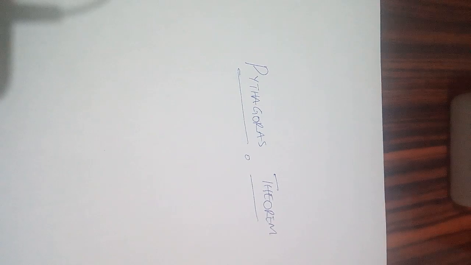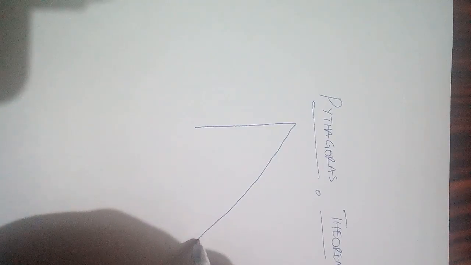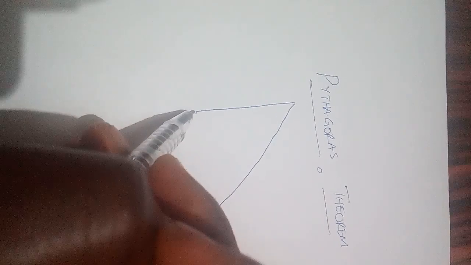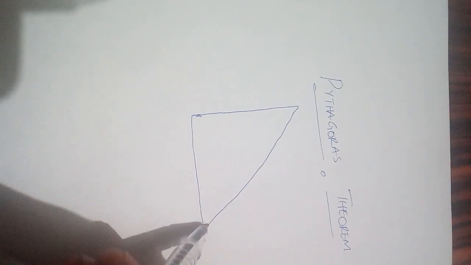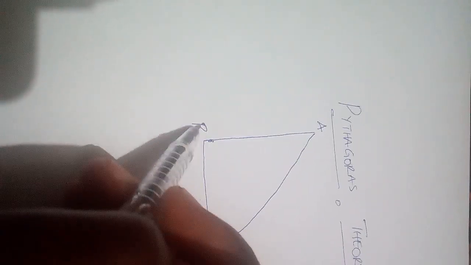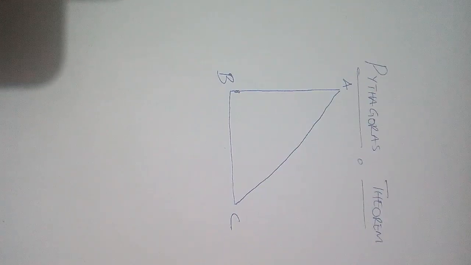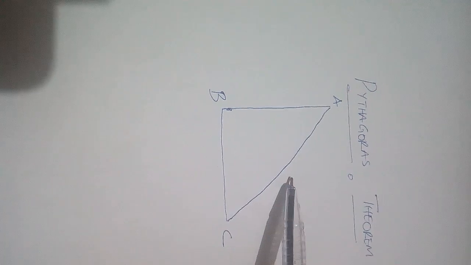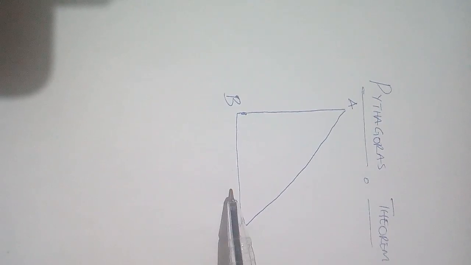Good day, class. Today we're going to be looking at Pythagoras theorem. Pythagoras theorem focuses on getting the sides of a right angle triangle. So if this is a right angle triangle A, B, C, Pythagoras theorem focuses on getting the sides, this side, and this side.